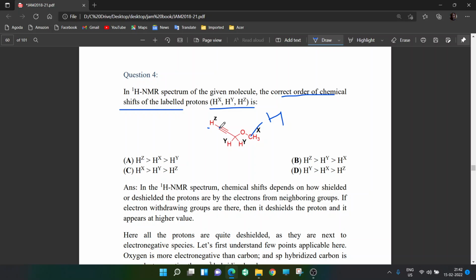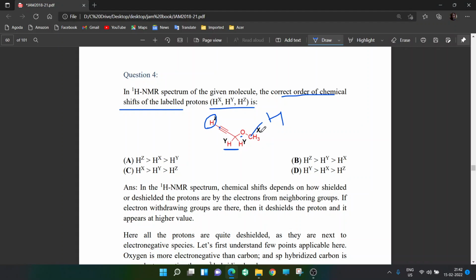The s orbital is closer to the nucleus, so the s orbital is pulled more strongly towards the electron, and therefore it is more electronegative. So this also will come at quite a high value. But if you look at Y, it is on the carbon which is next to an sp hybridized carbon and also next to oxygen. So this Y looks definitely much higher in value than Z.